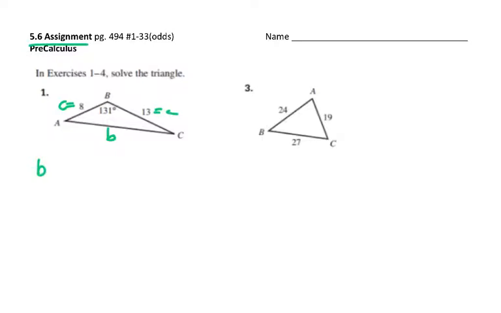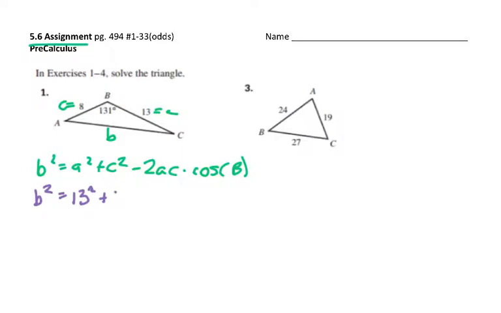So B squared is going to equal A squared plus C squared minus 2AC times cosine of B. Alright, so filling this in, we don't know what B squared is, we're trying to find that. 13 squared is going to be A, C squared is going to be 8, minus 2 times 13 times 8, times cosine of B, which is 131.